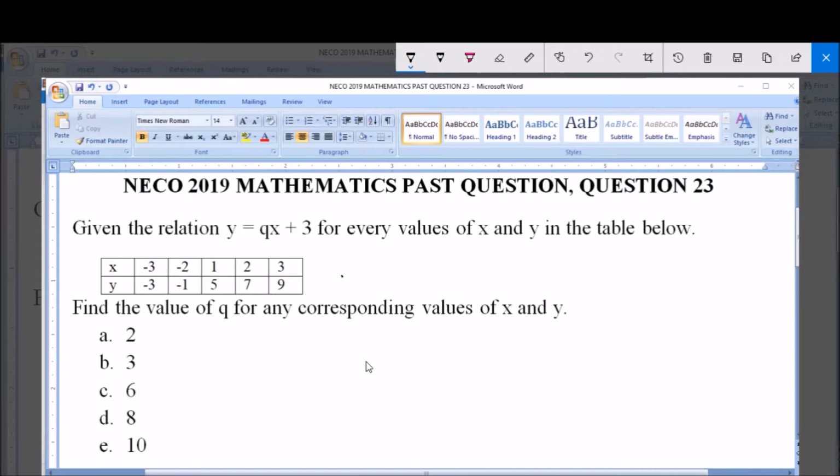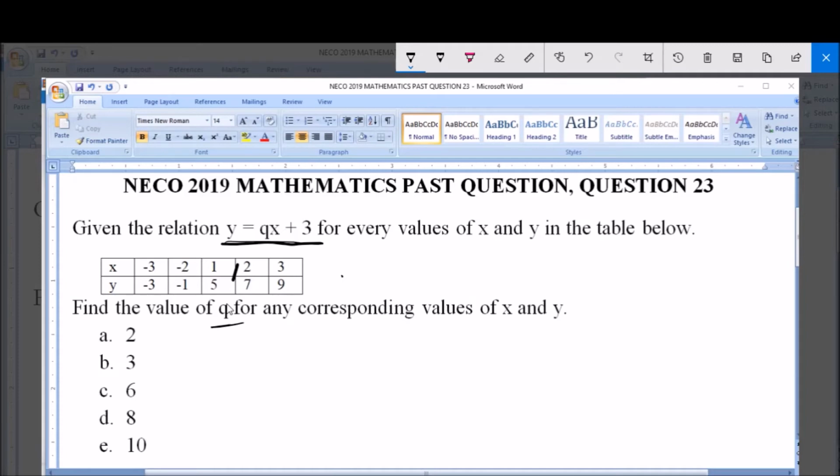Now this is the table given to us. We have x here and we have y here. These are the corresponding values. That is, when x is equal to minus 3, y is also minus 3. When x is equal to minus 2, y is equal to minus 2, and so on. Now we are asked to find the value of q for any corresponding value of x and y, meaning we can decide to pick any corresponding value of x and y and input them into this equation here. This is a general equation given to us to find the value of q, which we are looking for.